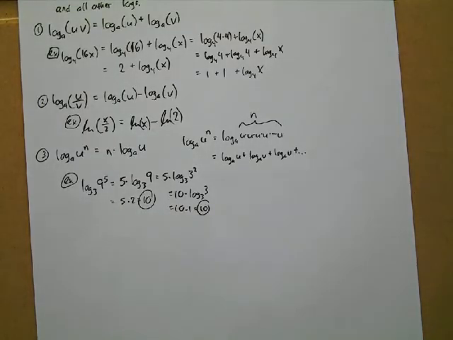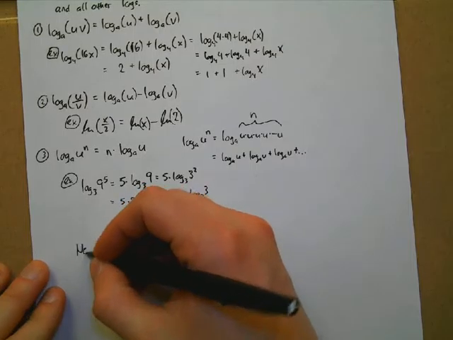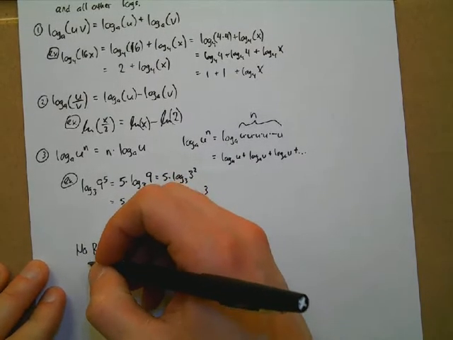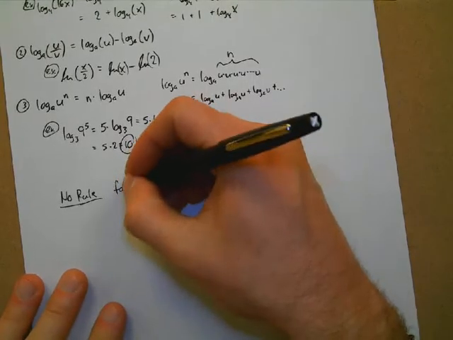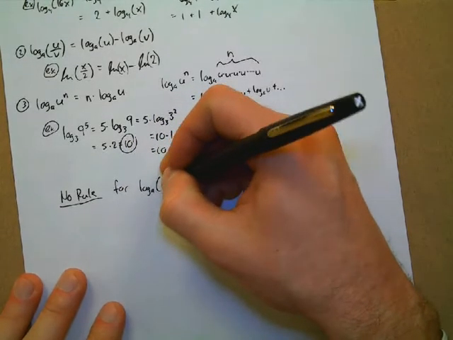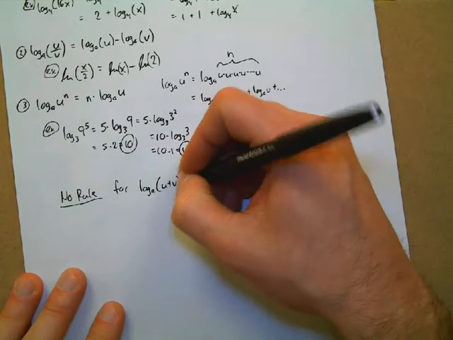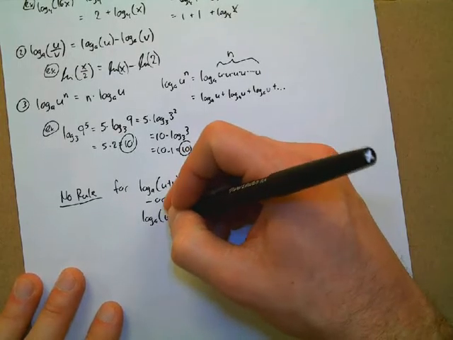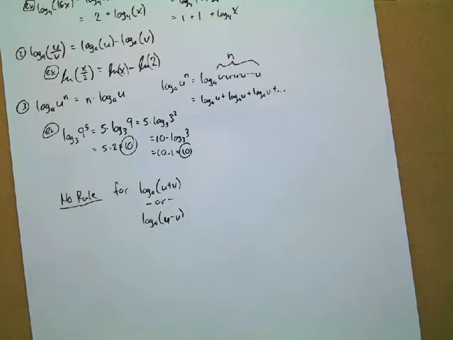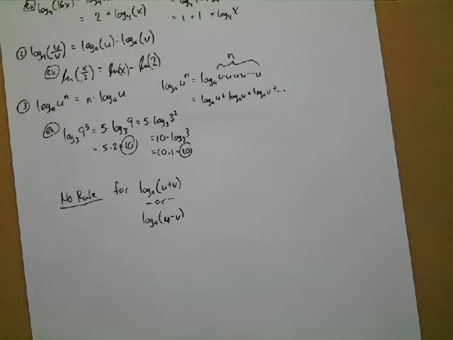So questions on any of that? All right. There's 2 things I want to make sure of here, and this is crucial. There is no rule for log base a of u plus v or log base a of u minus v. Okay? So if you have addition inside the logarithm, you're stuck. If you have a subtraction inside the logarithm, you're stuck. There's no way to break those up.